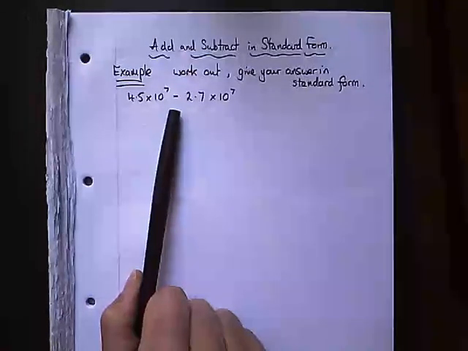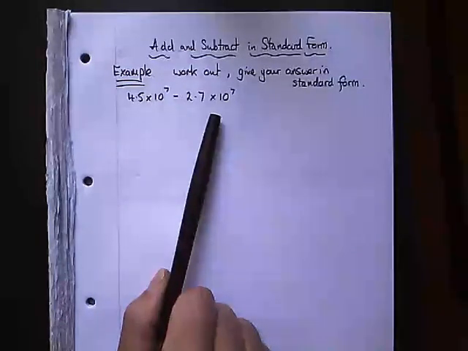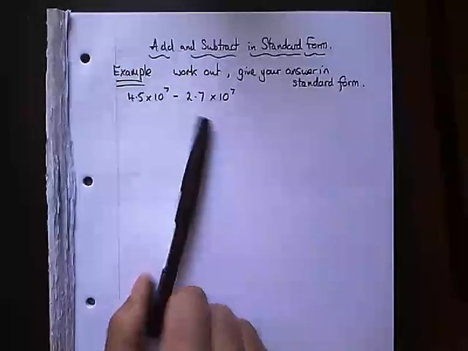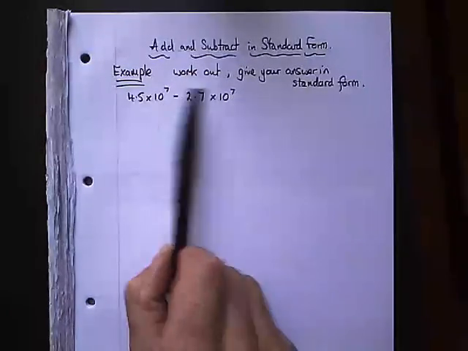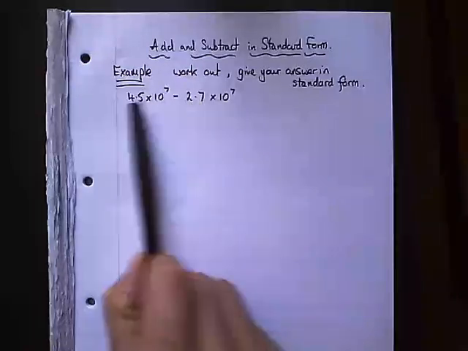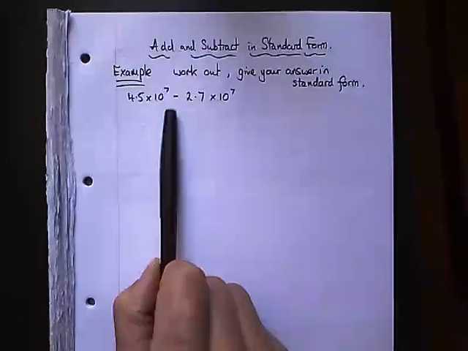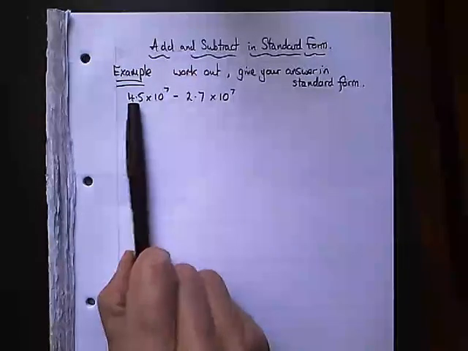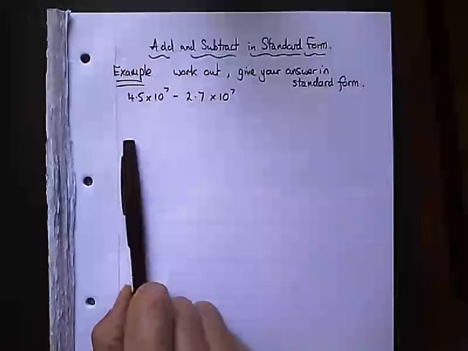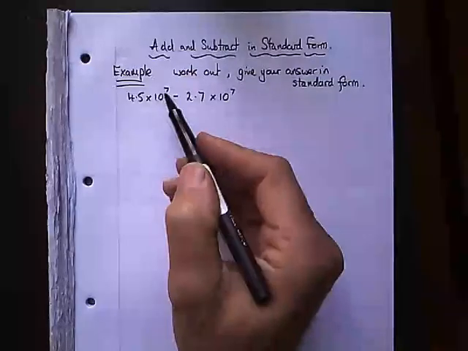Right, so when we are adding and subtracting, there's two ways you can do it. If these powers are the same, then we can just add or subtract these numbers and then keep this same power. We might then have to convert it into standard form afterwards if this first number in our answer is not in between 1 and 10. So if the powers are the same, it's pretty simple.